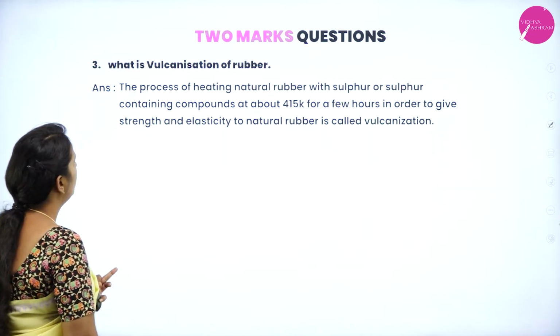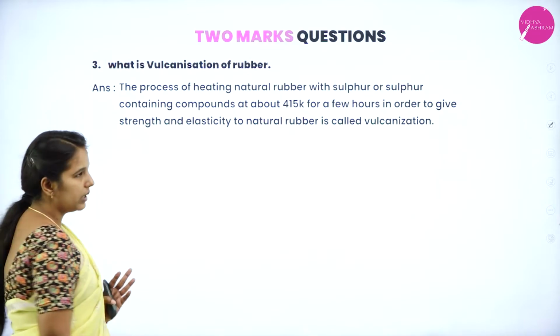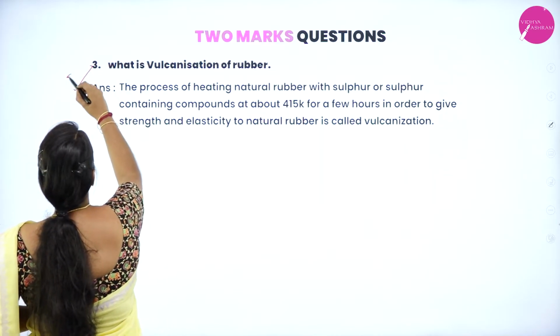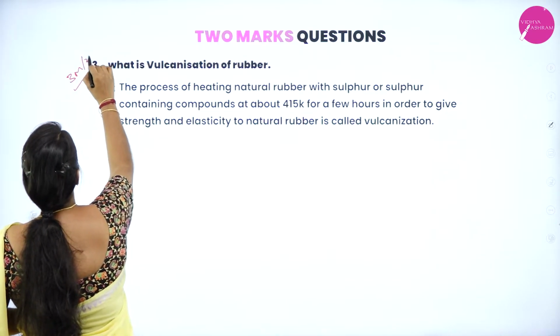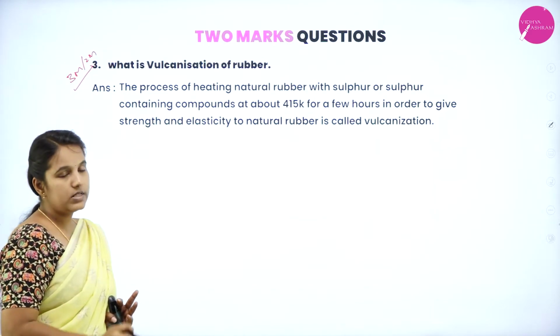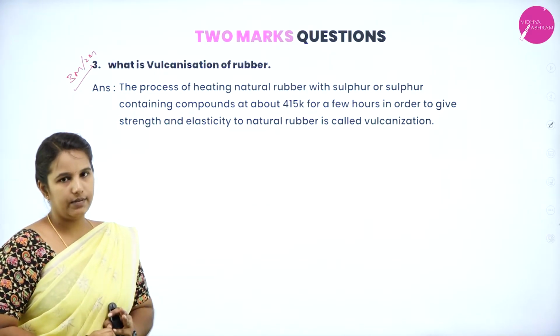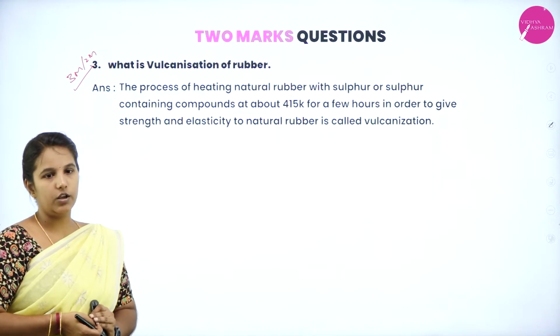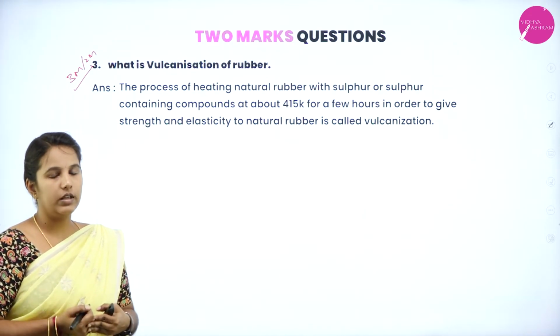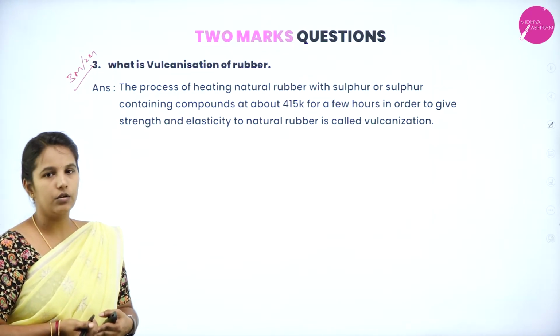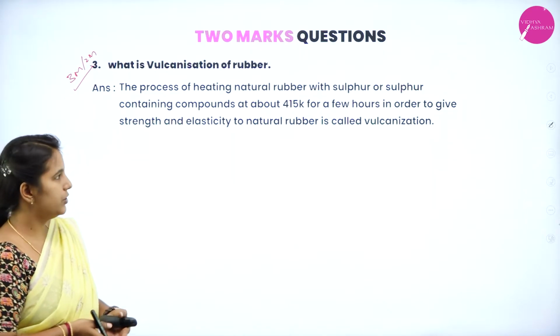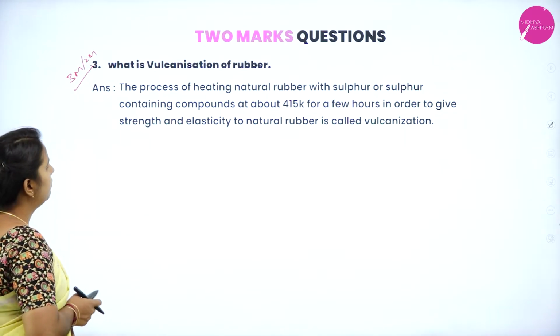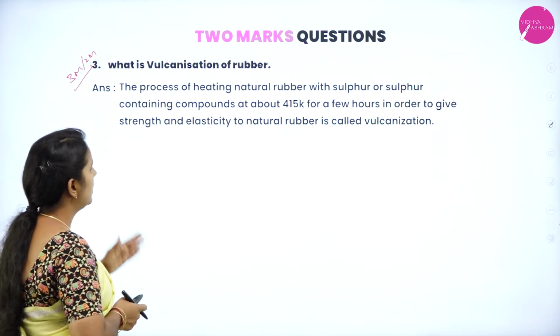Next question is, what is vulcanization of rubber? This question can be asked for 3 marks as well as for 2 marks. If it is asked for 2 marks, just write the definition. If it is asked for 3 marks, they can also give one additional question. So be careful with that additional question. So what is vulcanization of rubber?